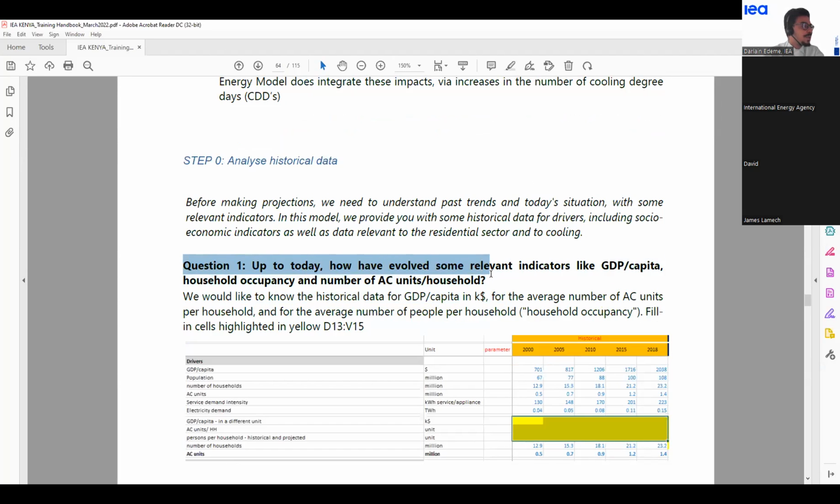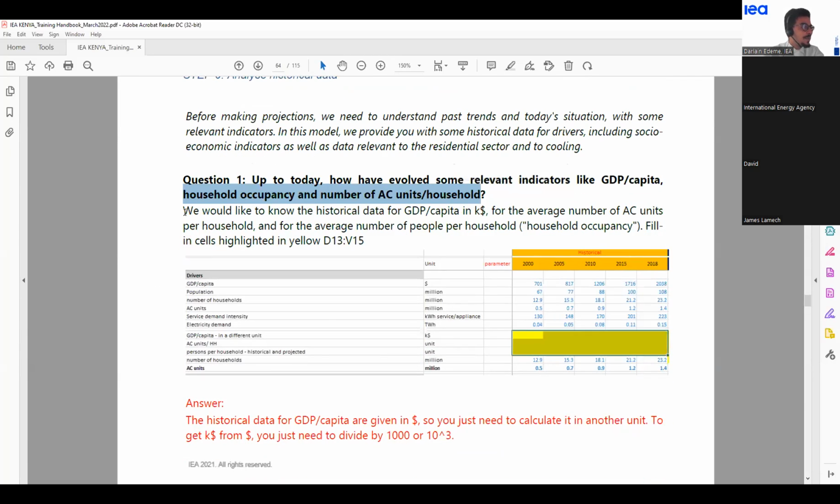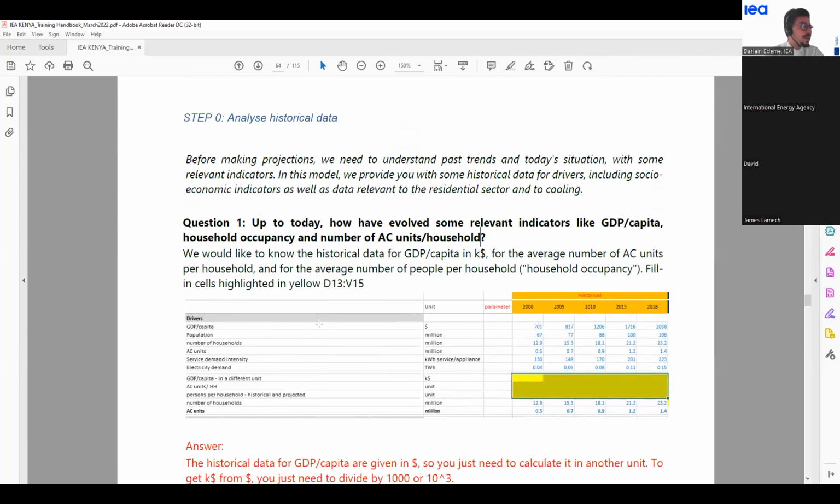Question 1 is: up to today, how have some relevant indicators like GDP per capita, household occupancy, and number of AC units per household evolved? If you open the clean Excel file, you will see colored in yellow the cells you need to fill for each specific question. In this question, you need to fill these cells, which refer to the previous 2 decades, from 2000 to 2018. You clearly have the answer in this handbook file, and here it is just a simple calculation.